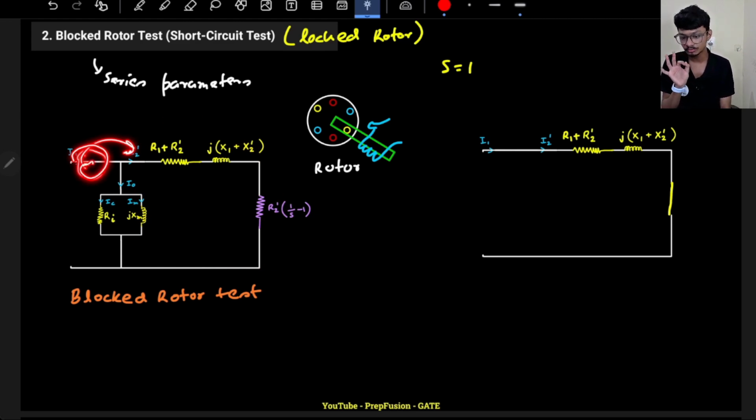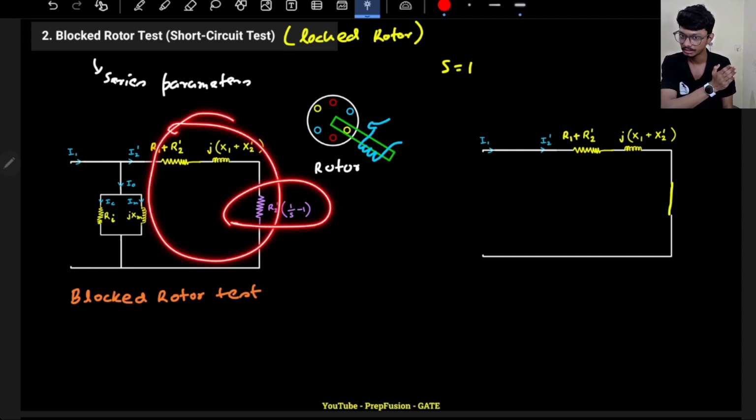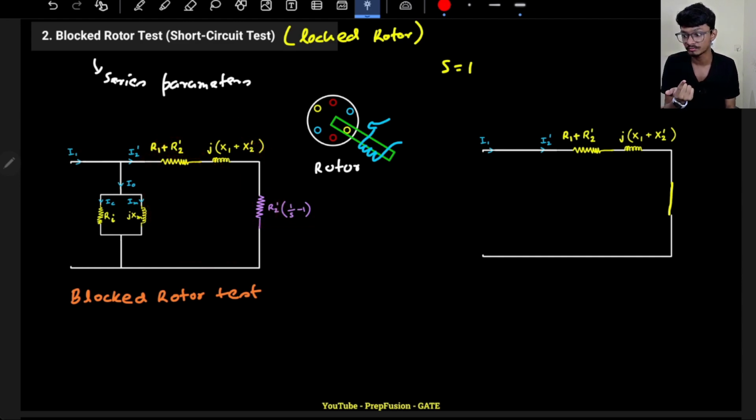Why will the drop be smaller? Because a huge amount of current will flow. Why will a huge amount of current flow? Because this resistance has gone. The mechanical load is gone, we have just blocked the rotor, so a huge amount of current will flow. Practically also we can understand, because there is a huge amount of flux cut, flux generation. That's why a huge amount of current will flow. That will be my blocked rotor test. So here it will be a short circuit.